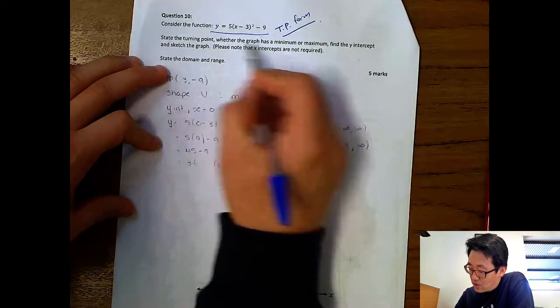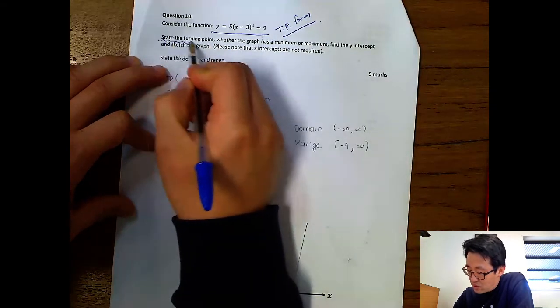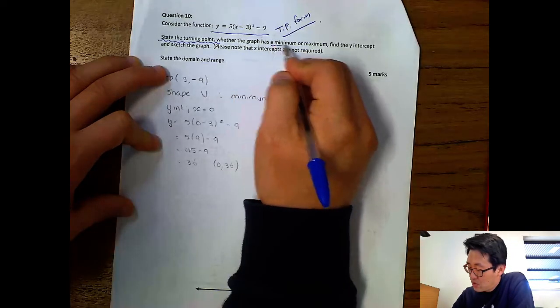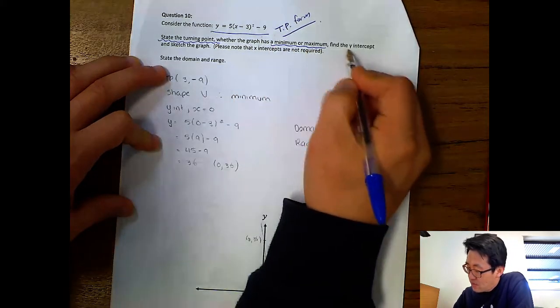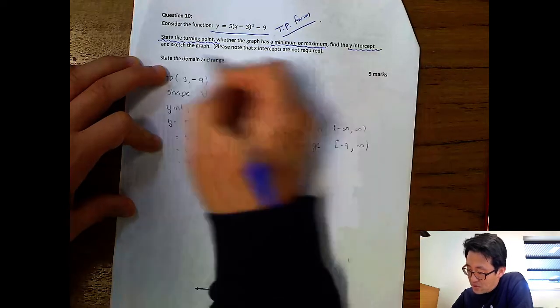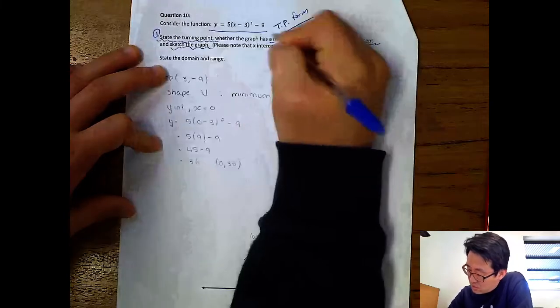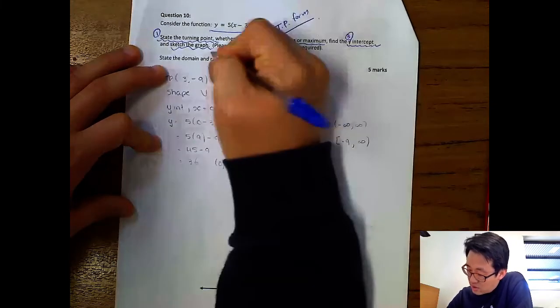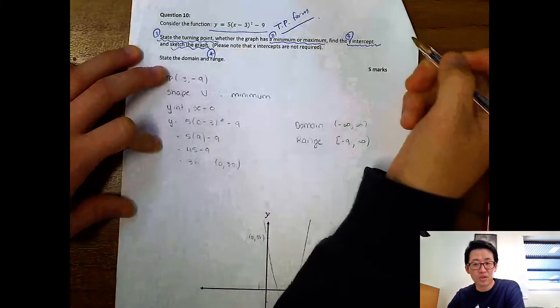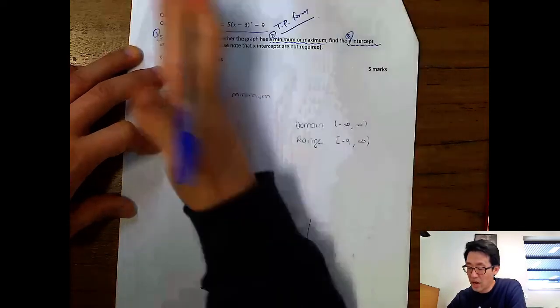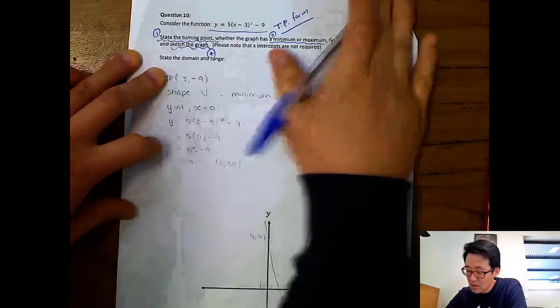State the turning point. Whether the graph has a minimum or maximum, we should indicate that. Find the y-intercept and then sketch the graph. That's all we need to do: 1, 2, 3, and 4 things. Make sure what the question actually asks you, so you have to cover everything.